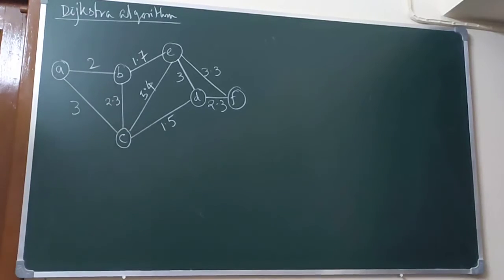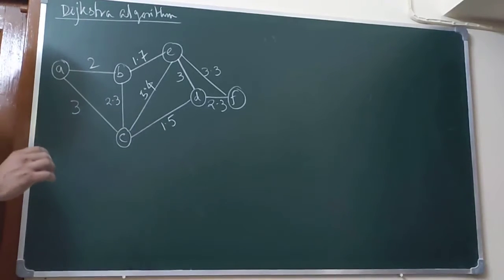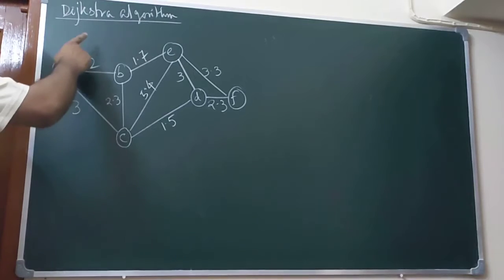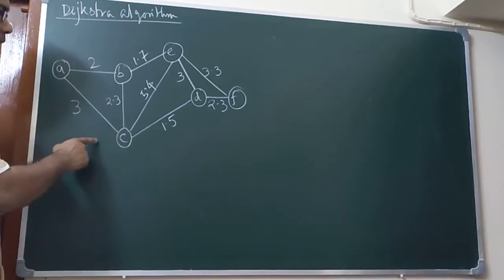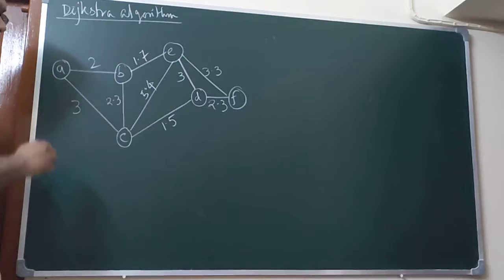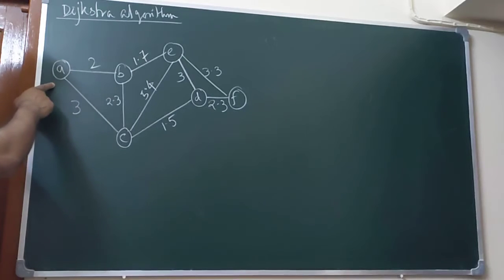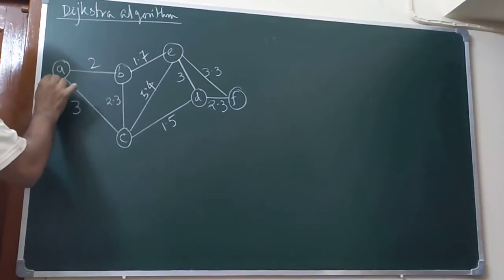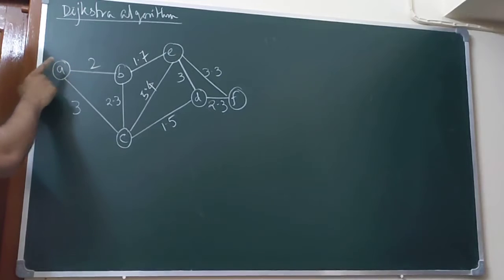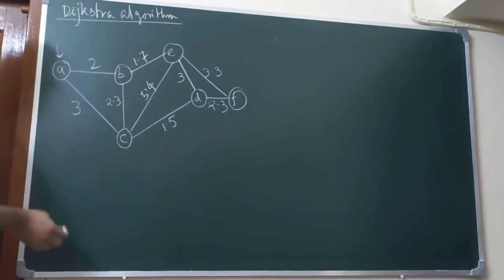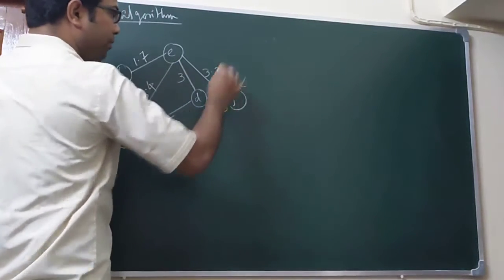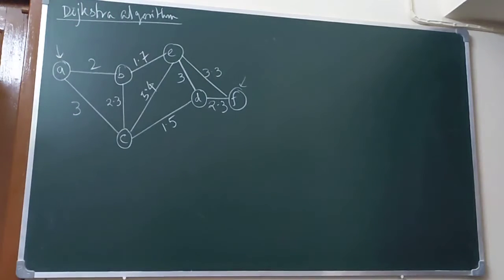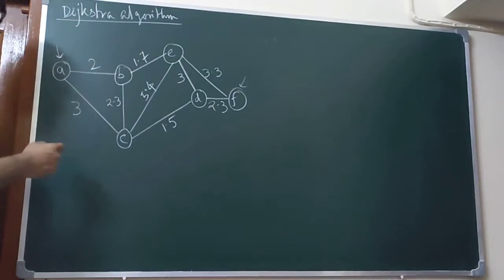Hello everyone. In this video, I am going to discuss Dijkstra's algorithm over this weighted graph. You are asked to find the shortest path between a source node and a destination node. Here we choose the source node as A and our destination node as F. So we have to find the shortest path between A and F.